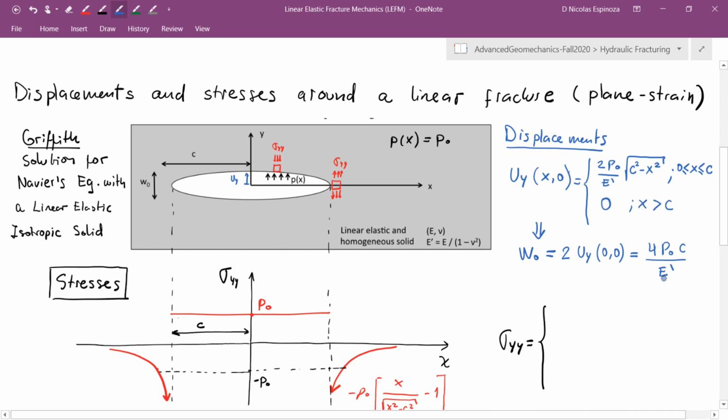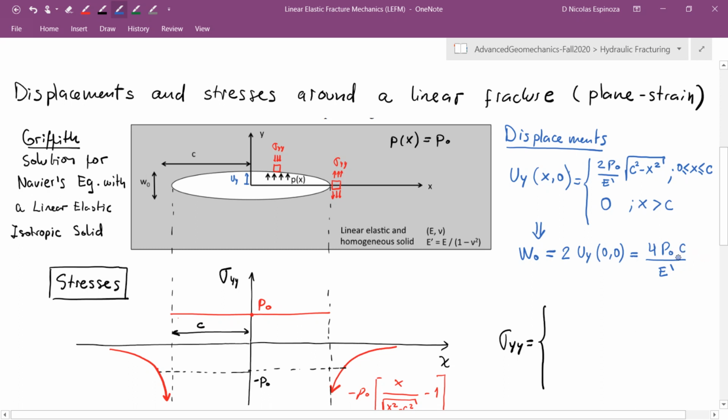Notice that in this solution, as we said before, the width is proportional to the pressure, makes sense. Inversely proportional to the plane strain modulus, it also makes sense. But now there is a new variable, which is the fracture half length, and it tells you that the width is going to be proportional to the fracture half length. Within the same medium, with the same pressure, the longer the fracture, the bigger the width is going to be. And these are going to be linearly related.